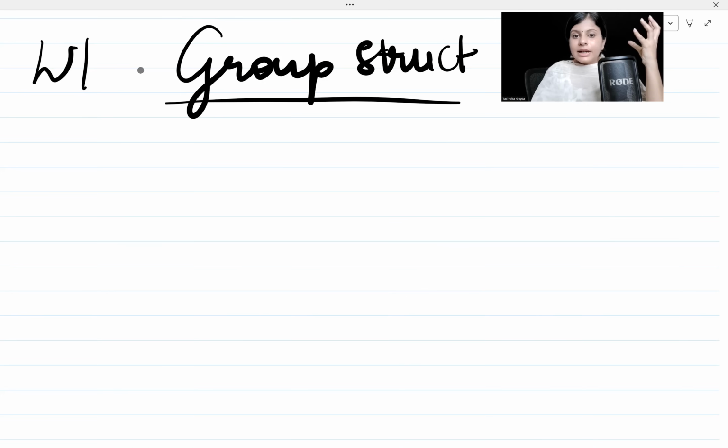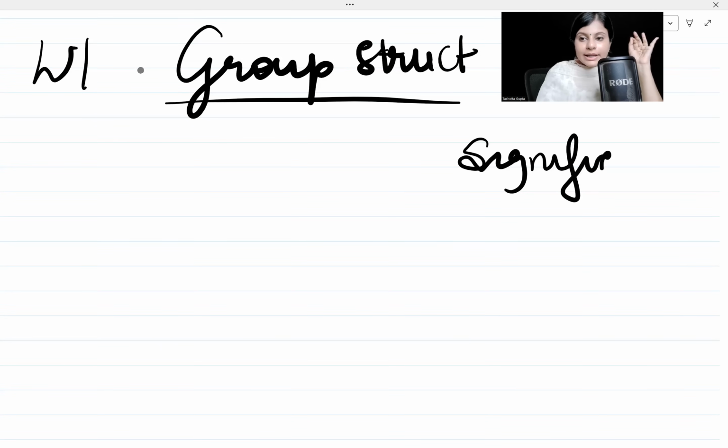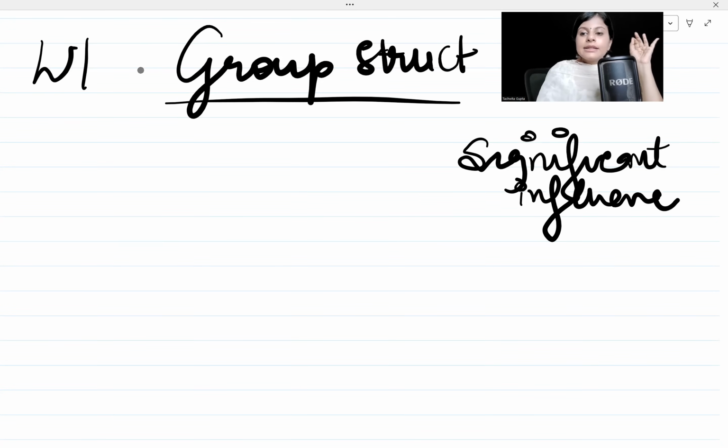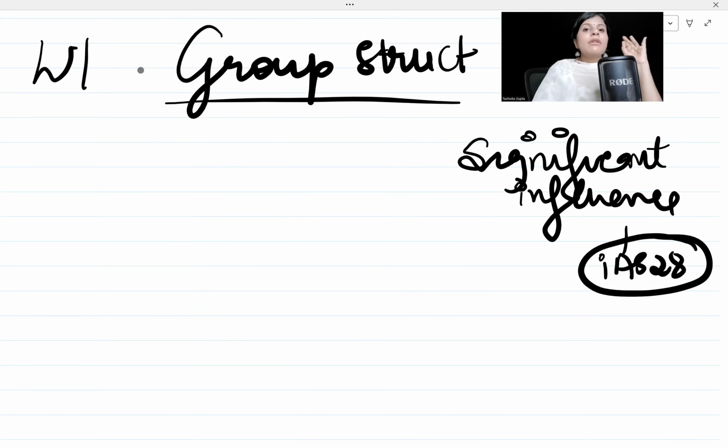There might be an associate. Associate, I hope everyone knows, it's significant influence, that is power to participate, right? And if you have significant influence, you follow the standard, that is IAS 28. That is equity method of accounting. One line, single line accounting. Then you have working note number 2.